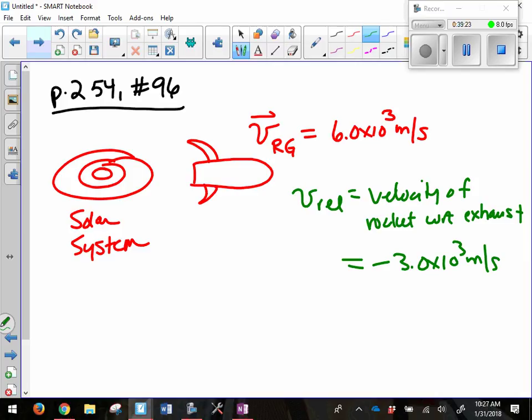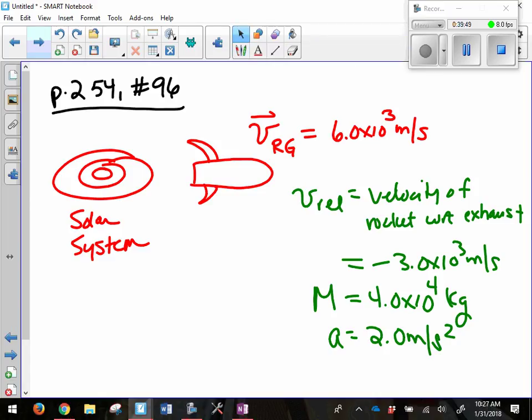Somebody give me another number here. So that, and the units are? So that's what the mass is. That's what big M is. The mass of the rocket at any moment. And then what's the other thing that we have? Right, so we know the acceleration is 2 meters per second squared. Okay.